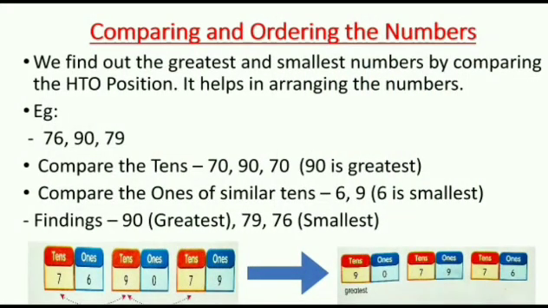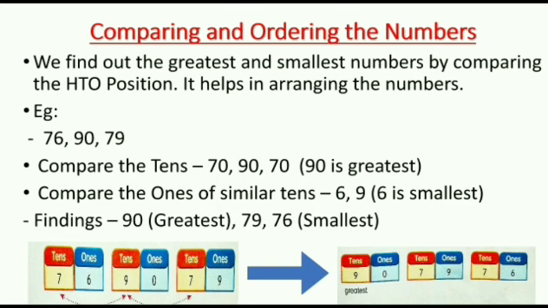Now comparing and ordering the number. We find out the greatest and smallest numbers by comparing the hundreds, tens and ones position. It helps in arranging the numbers. Example: 76, 90 and 79. So how can we compare this? We first check the tens and ones position because these are 2 digit numbers. There is no hundreds value, so we will only check till tens.